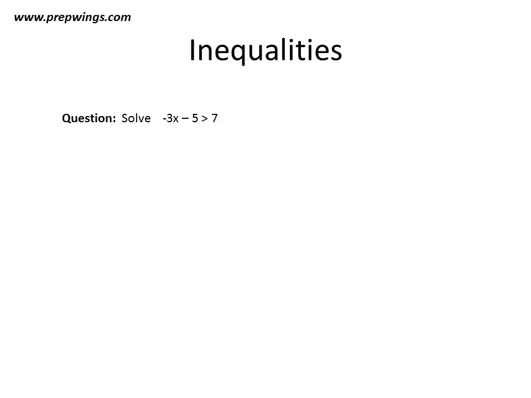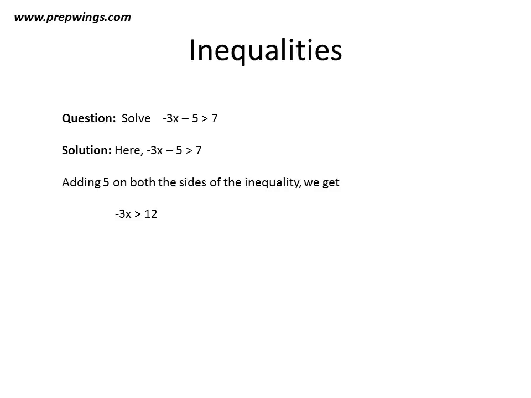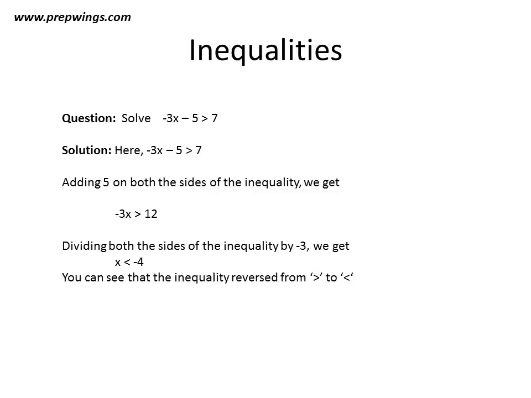Now we look at another question. We have to solve minus 3x minus 5 is greater than 7. Again we'll add 5 to the inequality on both the sides. So we get minus 3x is greater than 12. Now we will divide this inequality by minus 3 because we need x on the left hand side, right? So when we divide by minus 3, the inequality sign should change. So when we divide this by minus 3, we get x on the left hand side, and 12 divided by minus 3 is minus 4.